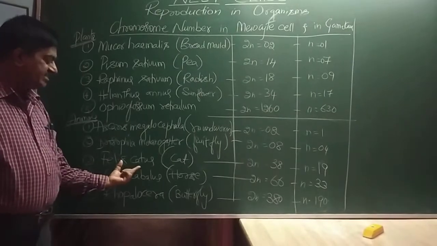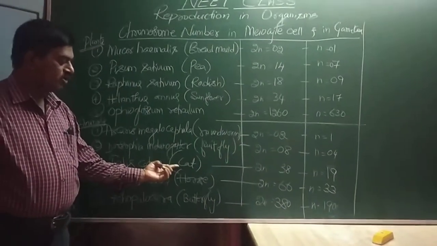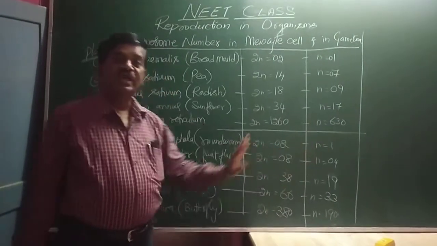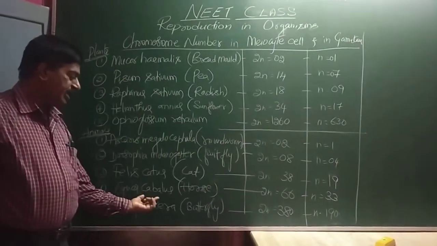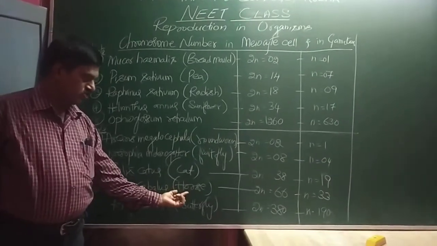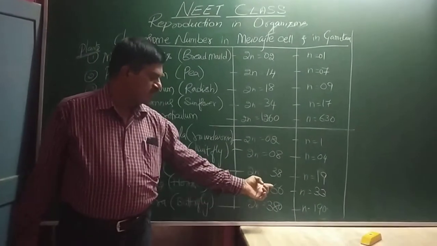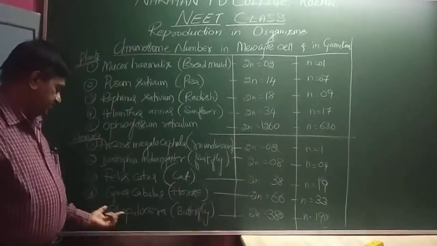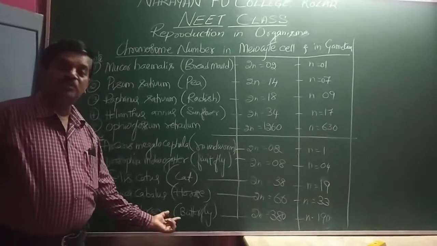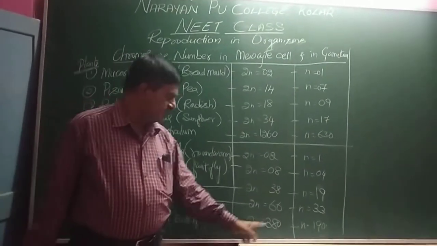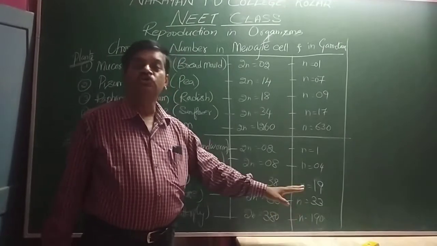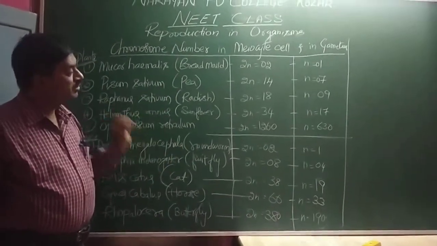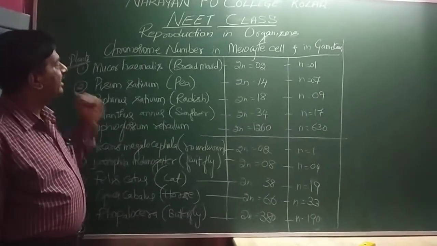Next, Felis catus. This is commonly called cat, which has chromosome number 38 and n is equal to 19. Equus caballus, commonly called horse. In horse, the chromosome number of a myocyte cell is 66 and n is equal to 33. Next, a butterfly, which has 2n equal to 380 and n equal to 190. Like this, there are many examples that should be remembered for your NEET exam. We will go for the next one.